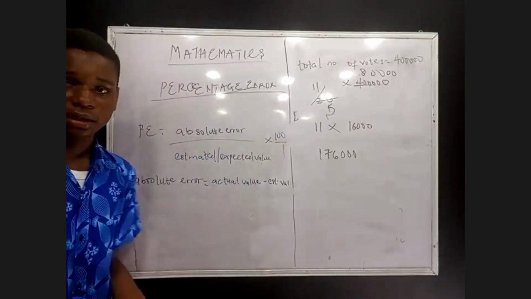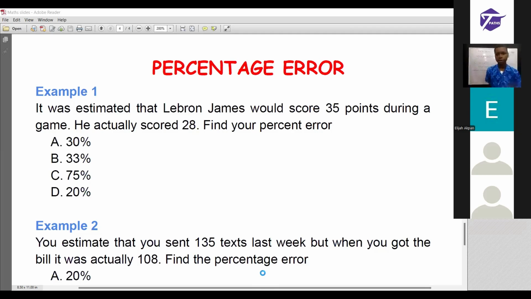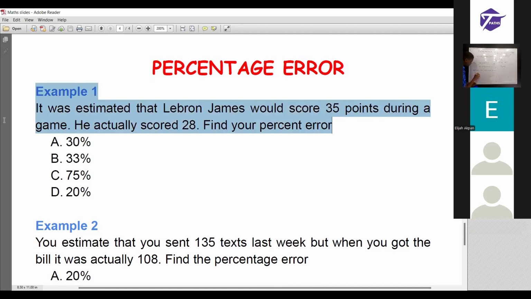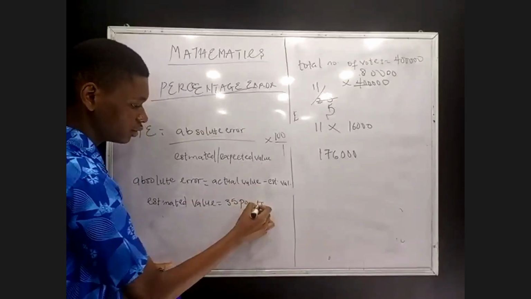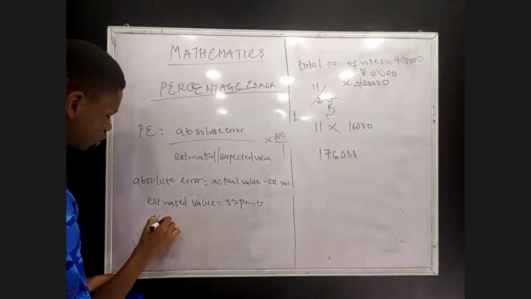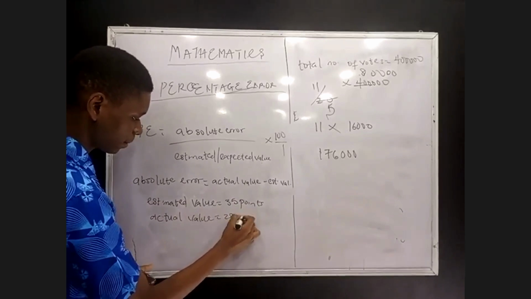So we'll be taking an example real quick. From the first example, the question says it was estimated that LeBron James would score 35 points during a game. He actually scored 28. Find your percentage error. So our estimated value is 35 points. And then in the actual game, which is the actual value, after the game ended, he scored 28 points.